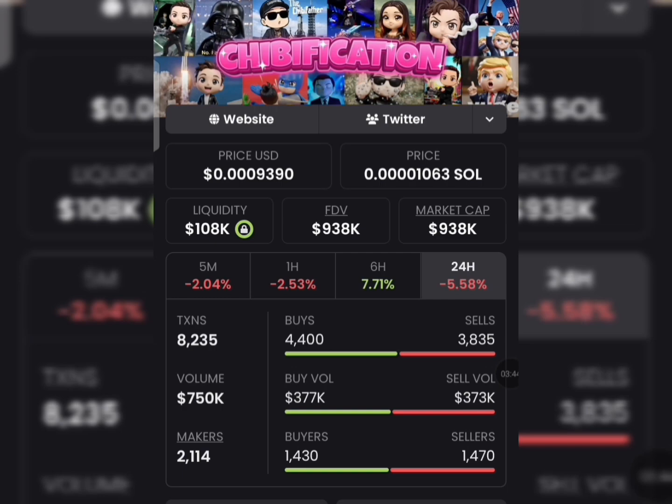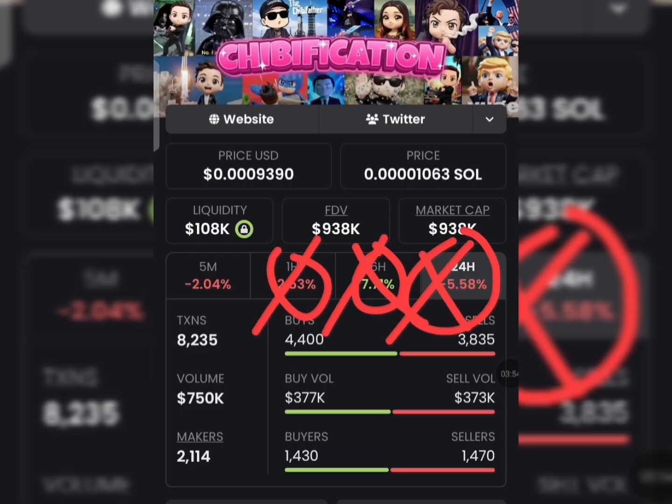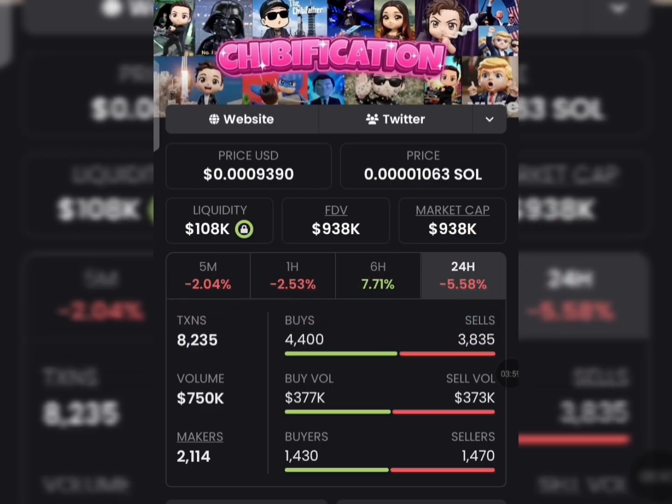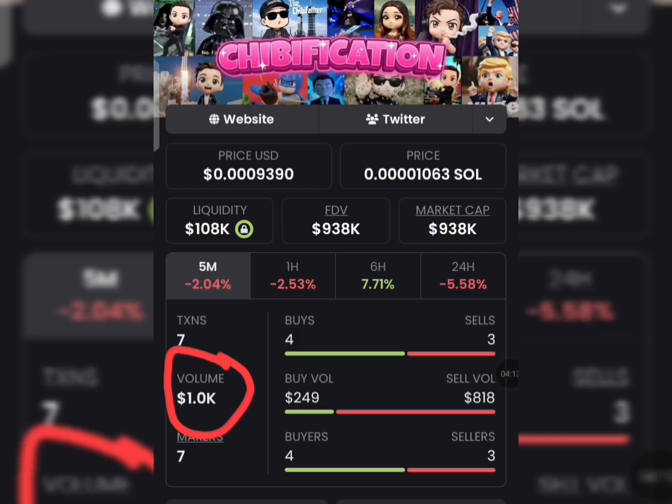So the thing that you need to check in the volume: do not focus on this 24 hours volume, this 6 hours volume, and this 1 hour volume. Don't focus on this one, this one, and this one. What you are going to pay attention to is the 5-minute volume. The reason I say the 5-minute volume is that it is something that is happening instantly. This 5-minute volume is showing you that $1,000 has been invested in this coin in the last 5 minutes, so it means that something good is really happening here.